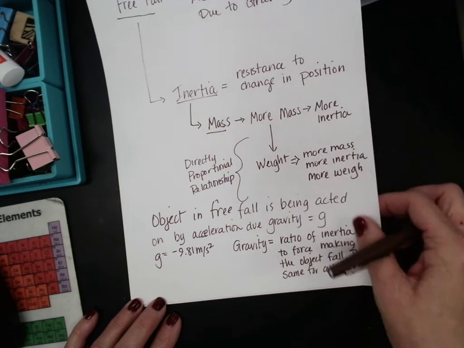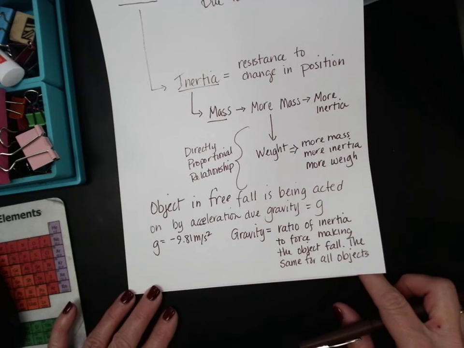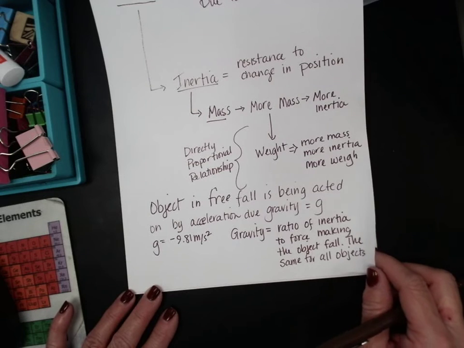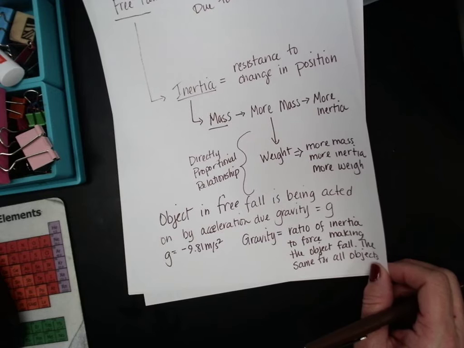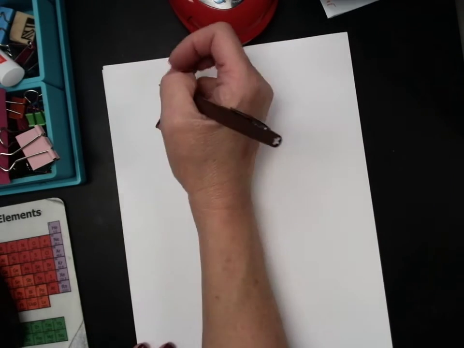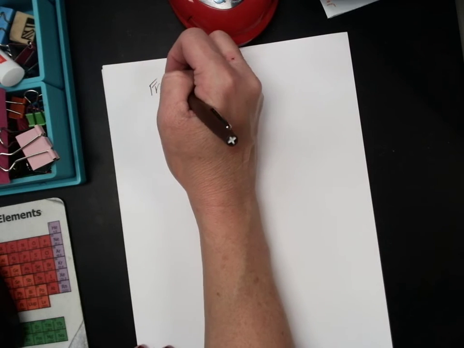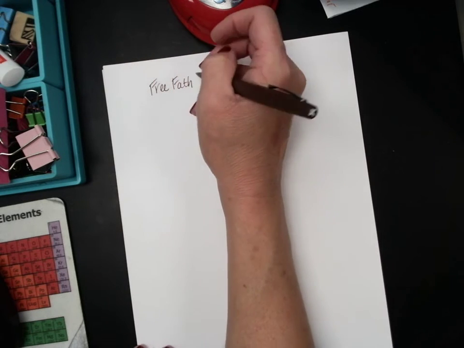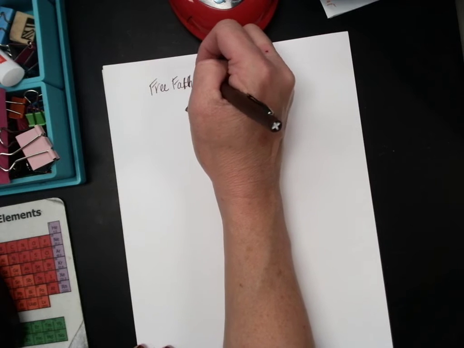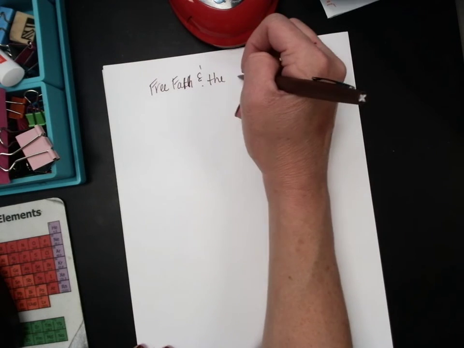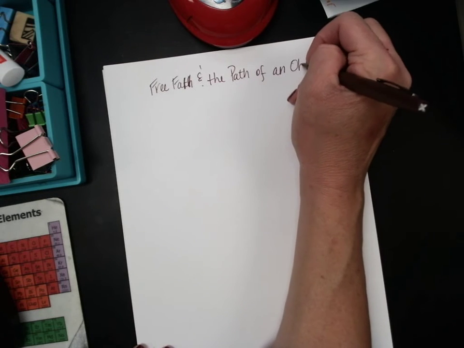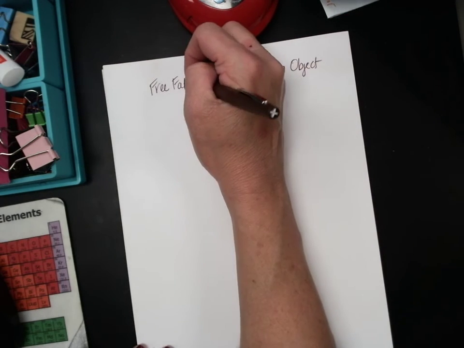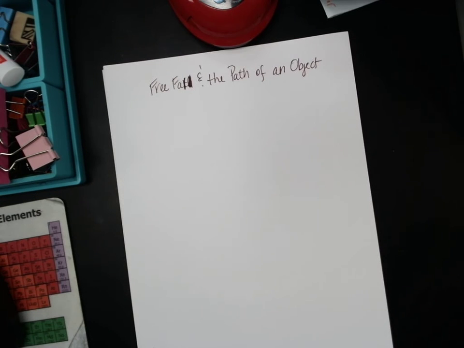So now when I'm thinking about something falling or being thrown, I have to think about the path of the object, which is one of the things that we talked about in class yesterday, I guess. So let's talk about that a little bit. We'll call this free fall and the path of an object.